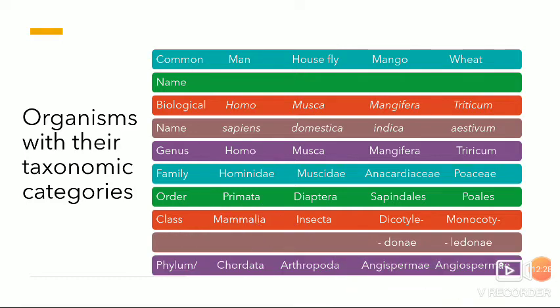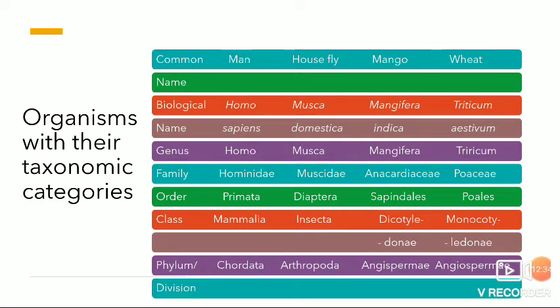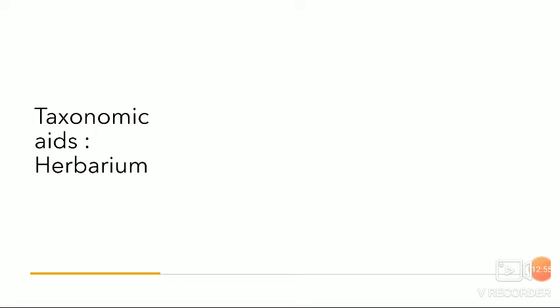Then comes phylum or division. As we know that for animals we take the term phylum, and for plants we take the term division. So for man it is Chordata, for housefly it is Arthropoda, for mango it is Angiospermae, and wheat it is also Angiospermae. So now it is taxonomic aids, herbarium. We are talking about herbarium. These all are the things which help in taxonomy. So these are also required for taxonomy.